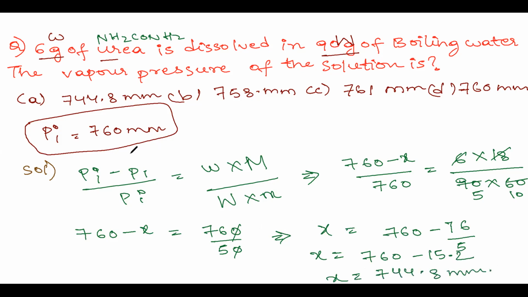So this is called 744.8, the answer. So first option. Don't clear now. 744.8. So I hope this is clear. Just copied on this question. So 6 grams of urea is dissolved.